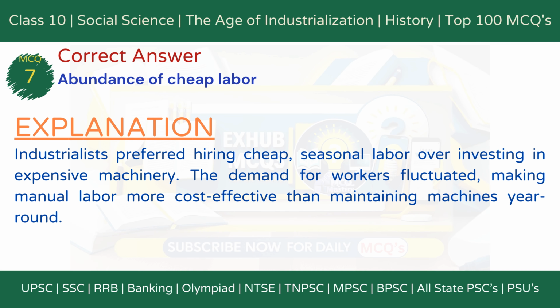The correct answer is option C, abundance of cheap labor. Explanation. Industrialists preferred hiring cheap seasonal labor over investing in expensive machinery. The demand for workers fluctuated, making manual labor more cost-effective than maintaining machines year-round.